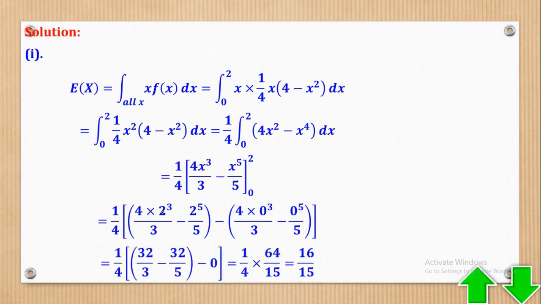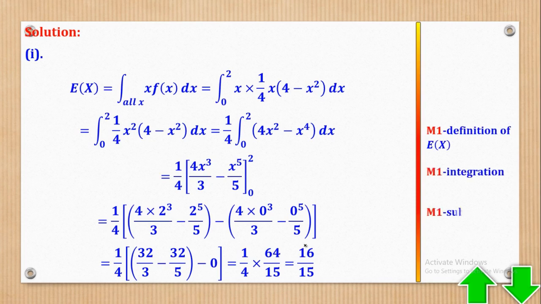So 4 times 2 to the power 3 over 3 gives me 32 over 3. Then 2 to the power 5 over 5 gives me 32 over 5. Then the whole of this gives you 0. Then the quarter is still maintained. Then after that, I will use the calculator still. 32 over 3 minus 32 over 5 gives me 64 over 15. But this quarter is still maintained, so it will come there. The next is to multiply a quarter by 64 over 15 to come up with 16 over 15 as the expectation of x. So basically that's what they wanted in Roman 1.